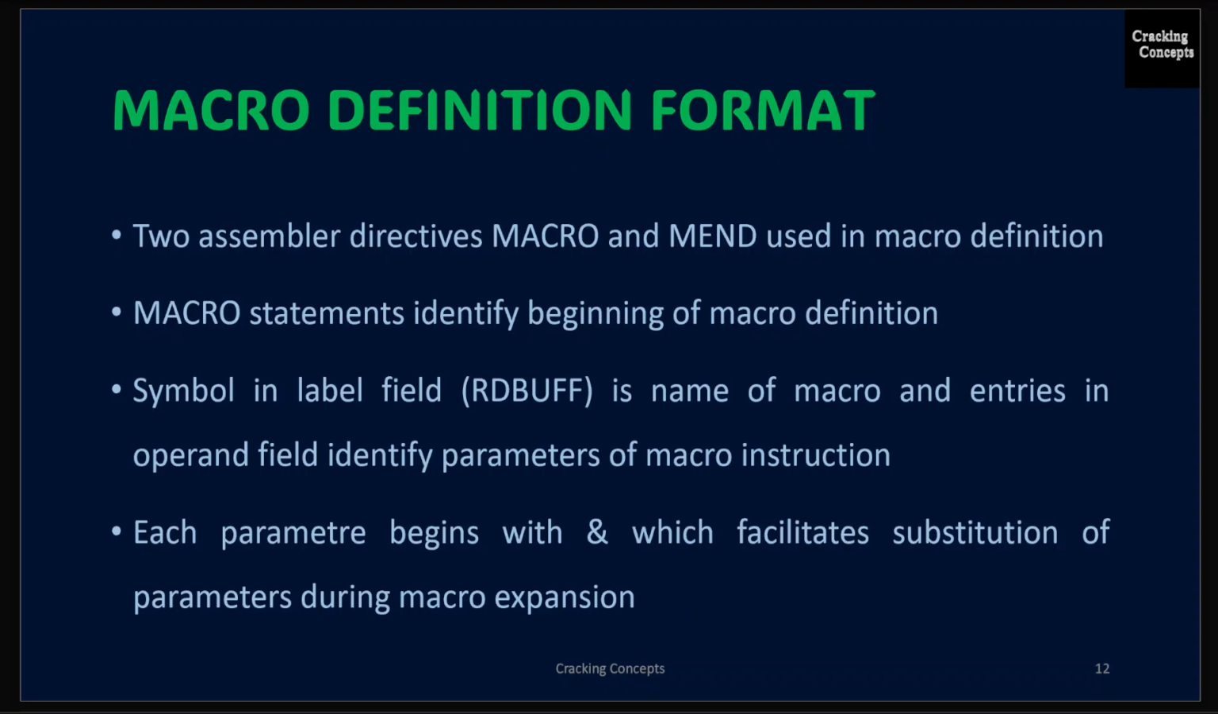Two assembler directives, MACRO and MEND, are used in macro definitions. First, the MACRO statement identifies the beginning of a macro definition. The symbol in the label field, which is RDBUFF, is the name of the macro, and entries in the operand field identify the parameters of the macro instruction. Each parameter begins with an ampersand, which facilitates the substitution of parameters during macro expansion.